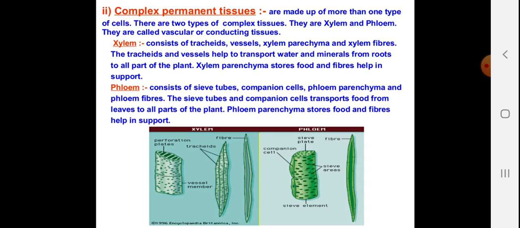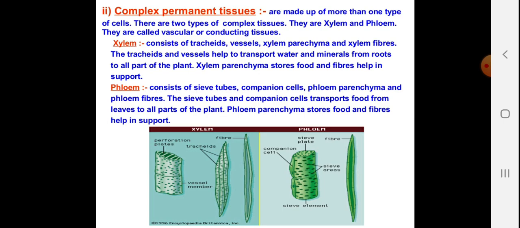Now xylem consists of tracheids, vessels, xylem parenchyma, and xylem fibers. The tracheids and the vessels help to transport water and minerals from roots to all parts of the plant. Xylem parenchyma stores food and fibers help in the support.